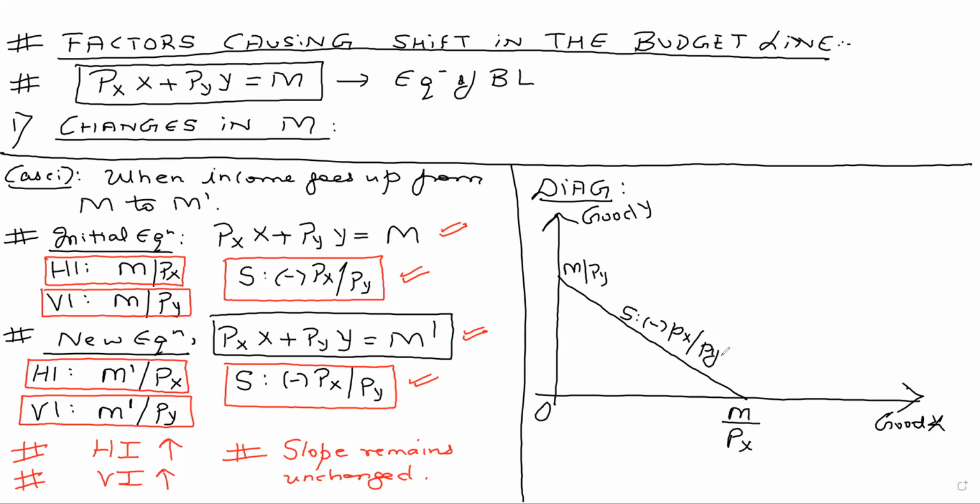Now clearly when our income goes up, our horizontal intercept has gone up from M by Px to M dash by Px. Our vertical intercept has also gone up from M by Py to M dash by Py, but my slope is the same. Now if the slope is the same, that means both the budget lines are parallel to each other, because mathematically if two lines are parallel, they have the same slope. Recall guys, if two lines are parallel, they have the same slope.